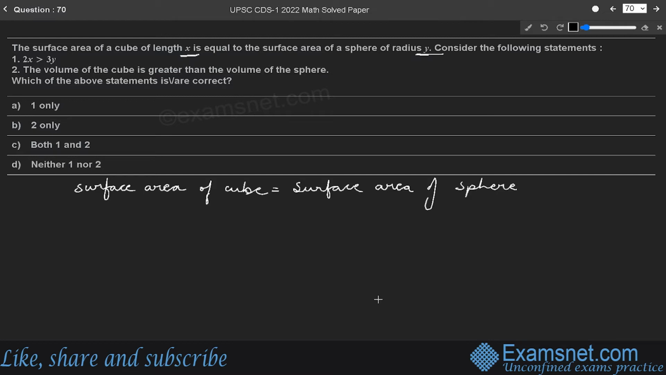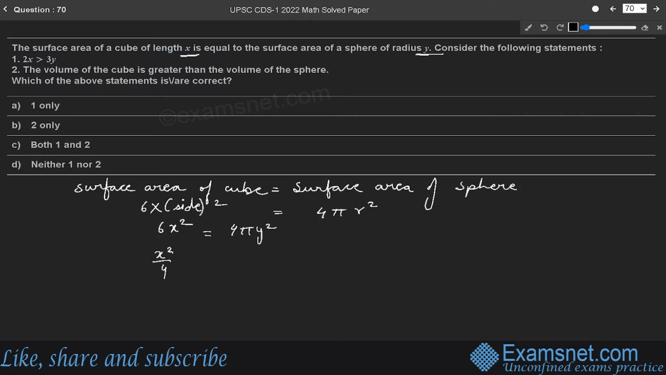So now, can you tell me what is the formula for surface area of a cube? Surface area of a cube is 6 into side square, and surface area of a sphere is equal to 4 pi r square. So putting the values here, it will be 6x square is equal to 4 pi y square.